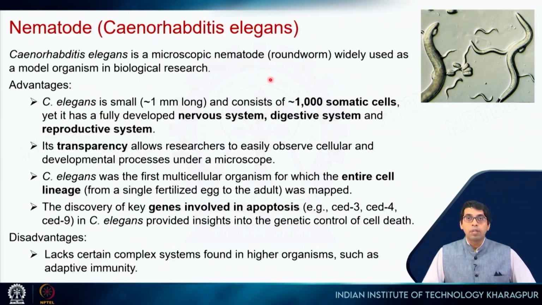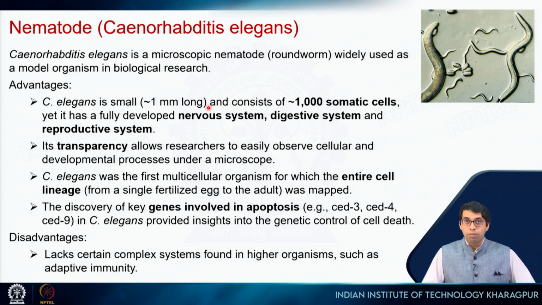Another important organism is a nematode, which is C. elegans. So C. elegans is a microscopic nematode or roundworm. It is very small, much smaller than mice and Drosophila, and it is widely used in biological research. It is 1 millimeter long and contains roughly 1000 somatic cells. Yet it has a fully developed nervous system, digestive system and a reproductive system.